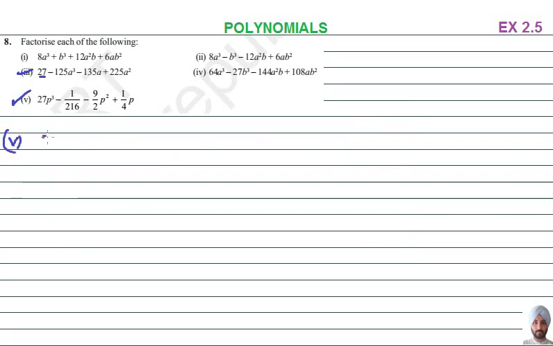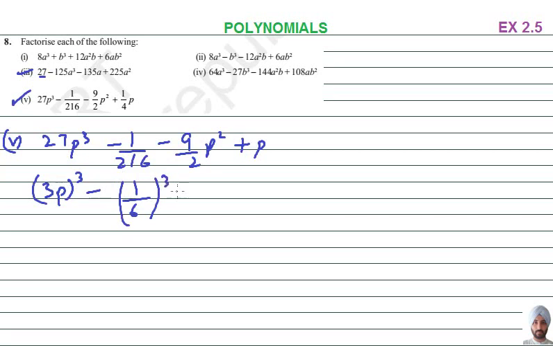Fifth part, 27p cube minus 1 upon 216 minus 9 upon 2 p square plus p. Again I can write 27p cube as (3p) cube. I can write 1 upon 6 cube, then here it should be 3ab(a minus b). It is a cube minus b cube minus 3ab(a minus b). What should I do? We need to apply this. Let us see whether 9 by 2 p square comes or not.